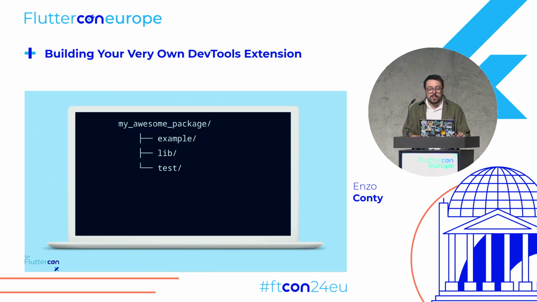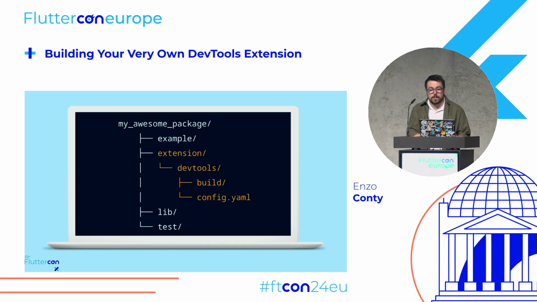Sorry. So here is a simplified file tree of a standard package. You have the example folder, you have the lib folder, you have the test folder if you do tests, and you also have, of course, the pubspec.yaml, but I didn't show it here because I only show directories.